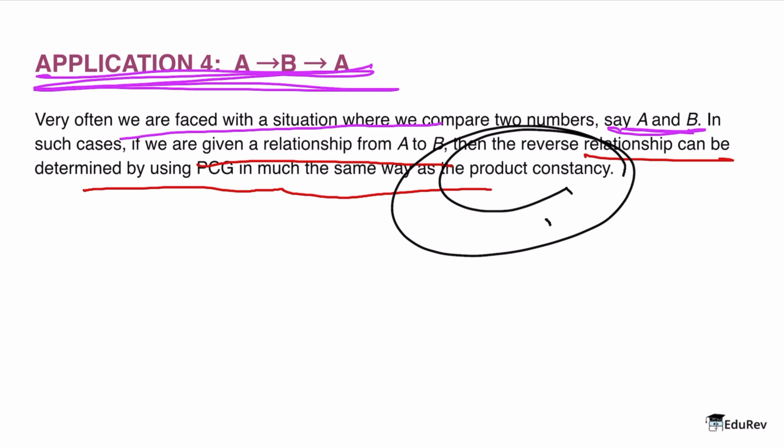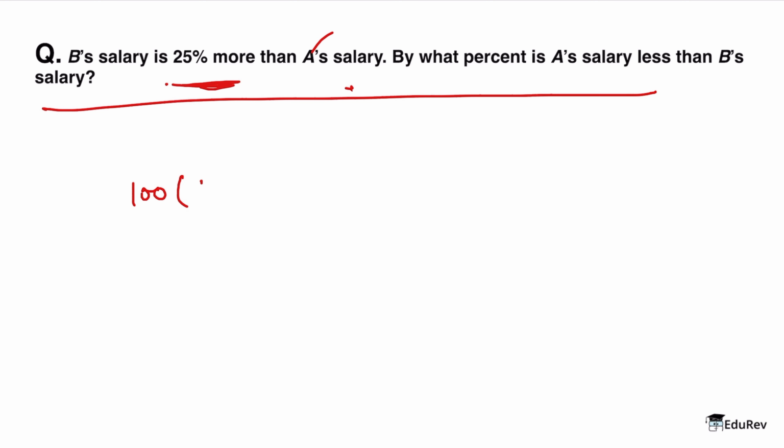Okay, so let's understand this with the help of an example instead of understanding everything here itself. Here is the question which I was referring to. B's salary is 25% more than A's salary. That means B is obviously earning more than A. So by what percent is A's salary less than B's salary? Let's suppose A is 100, and a 25% increase in 100 gives me the salary of B, that is 125.